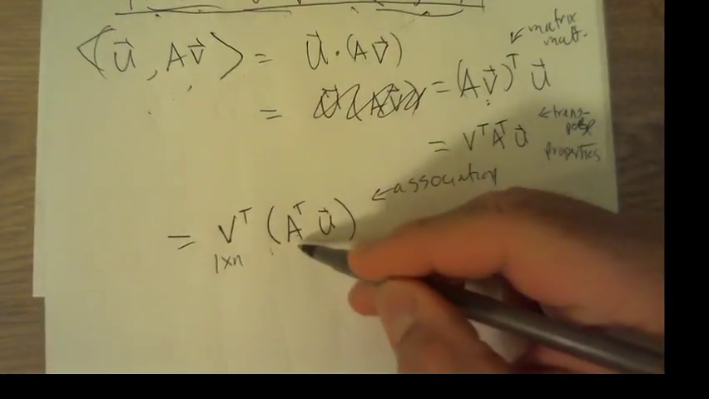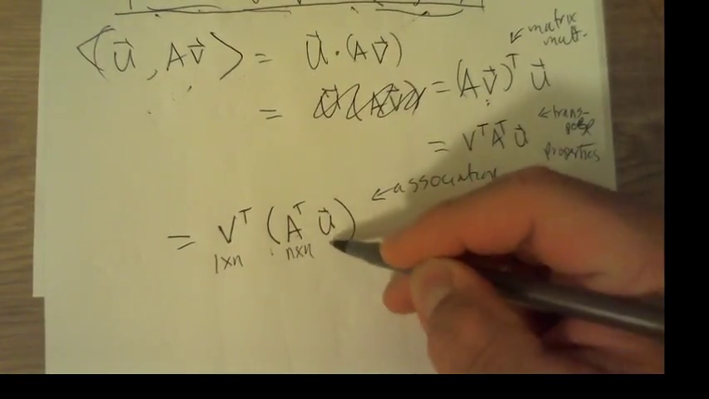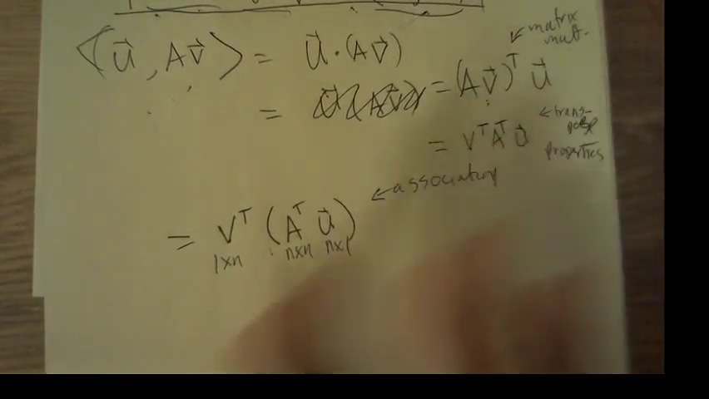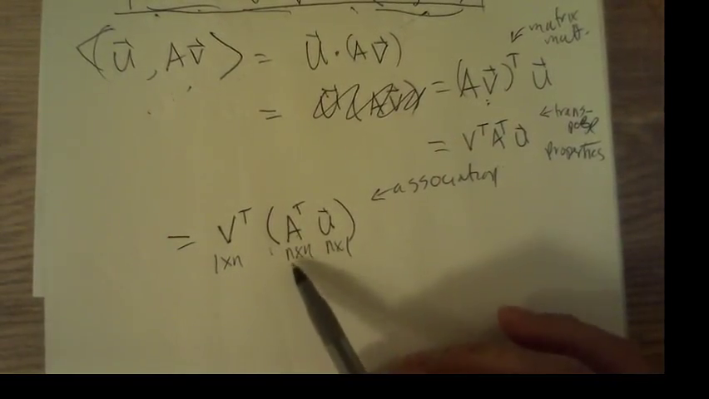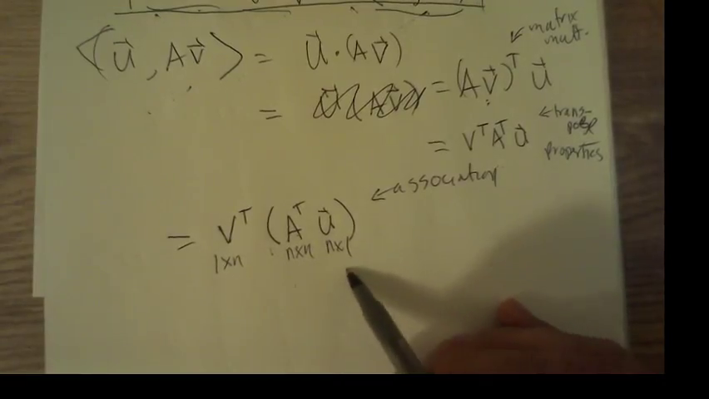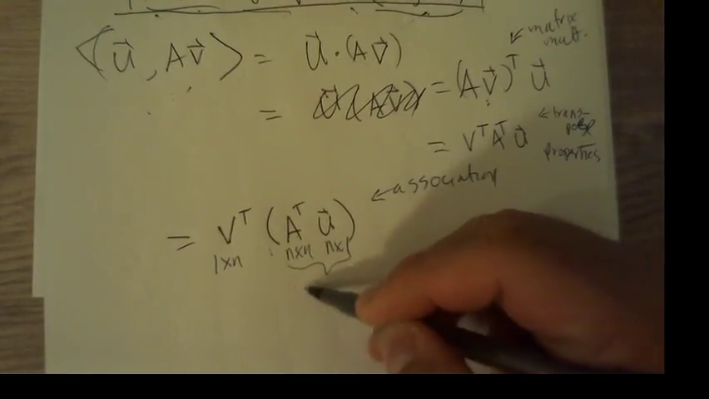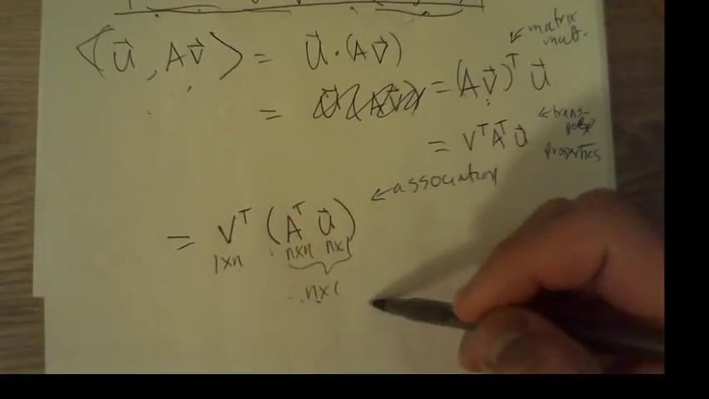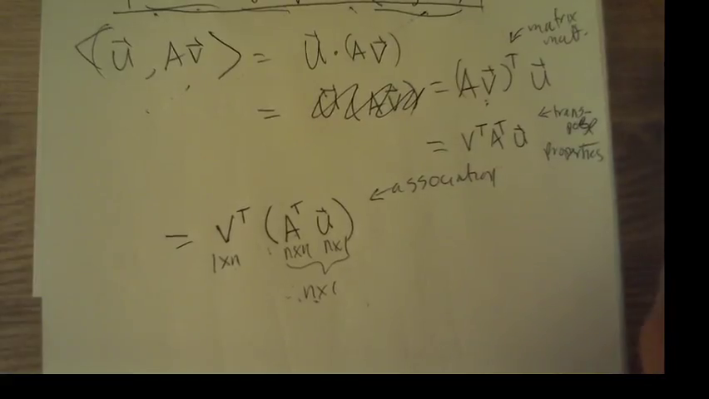This is 1 by n. This one here is n by n. This is n by 1. Okay, so just to verify that all these work out okay. So here, this is okay, so I get an n by 1. And then here I get, these are the same, so I get a 1 by 1 or a real number, so it works out great.